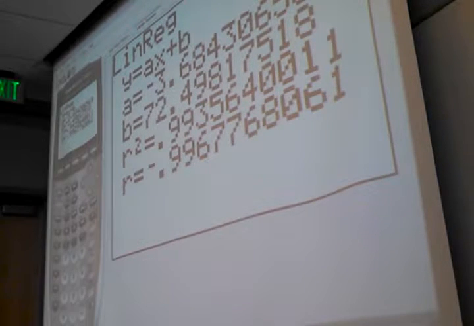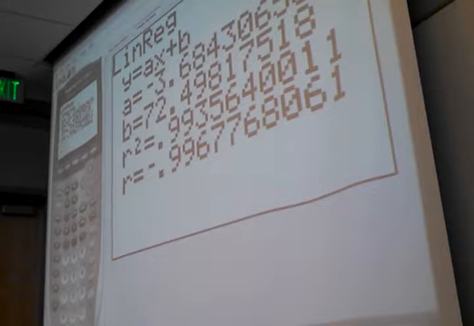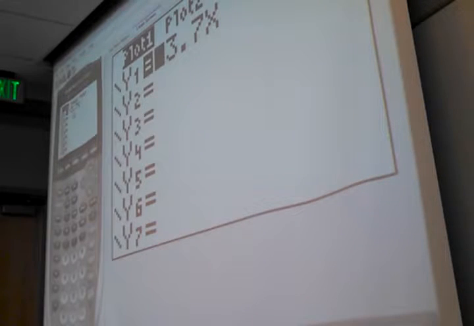So my slope is roughly -3.7. And my y-intercept is... Wait, what did you just hit? I hit y equals. So when I want to put in the equation of a function, y equals something, that's why I love that button. So I want to put in that line, y equals -3.7x plus 72.5. So I'm going to hit y equals -3.7x. Make sure it's the negative button, right? Not the minus button.